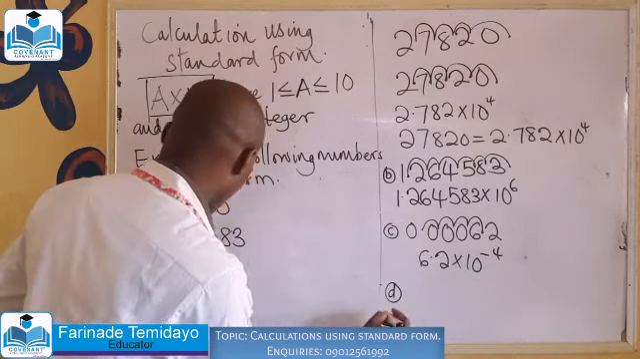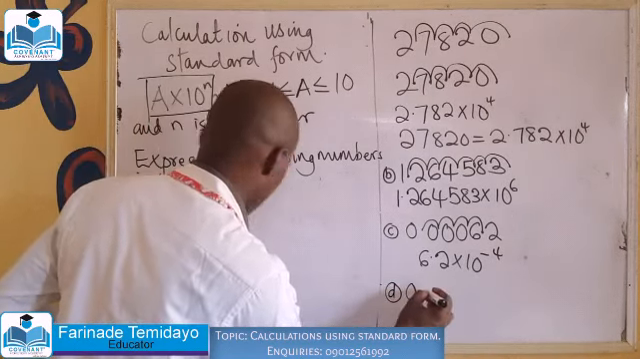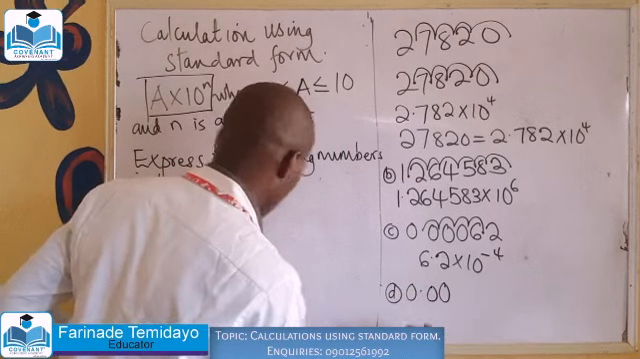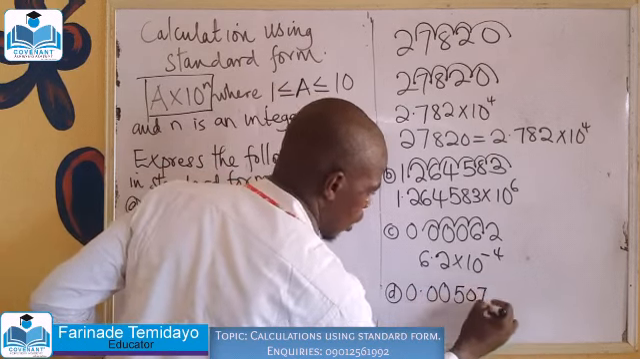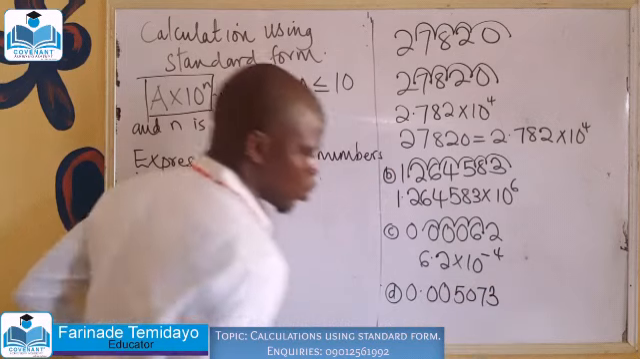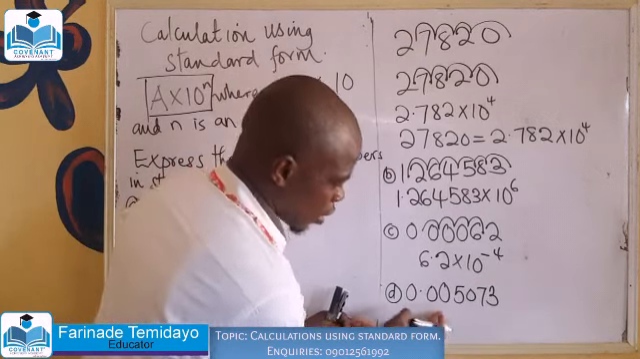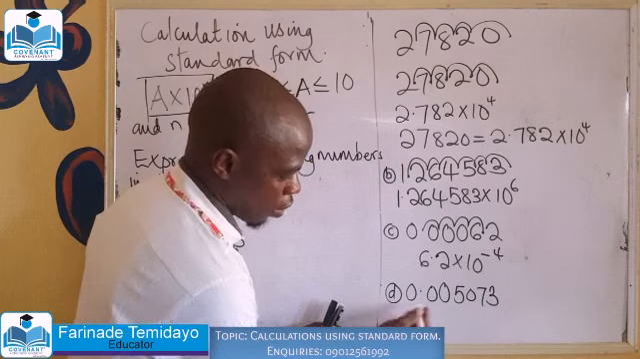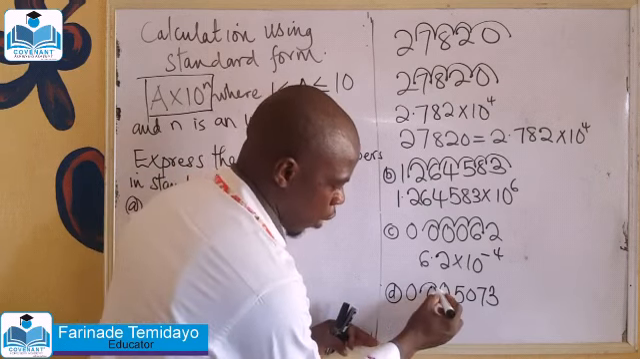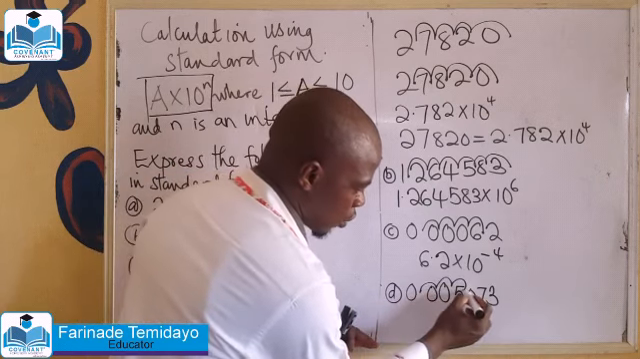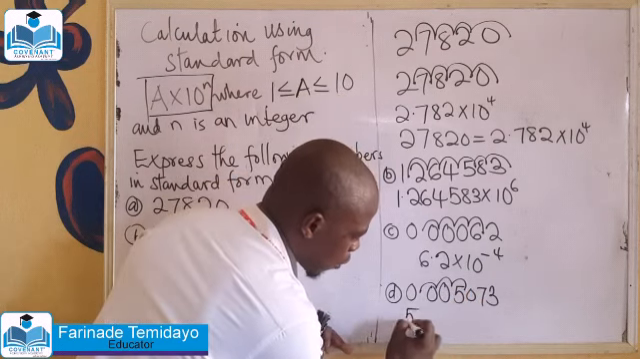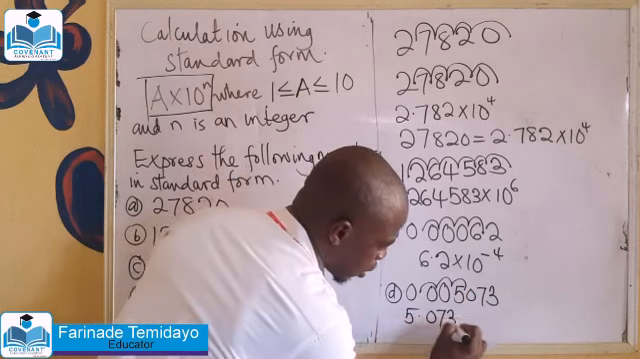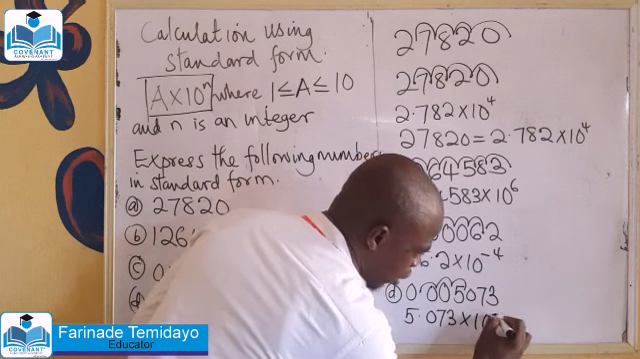Now the same thing goes to the last one. For D, you are having 0.005073, and you want to write it in standard form. You can see it here, this is your decimal point. You still have to move 1, 2, and 3. So the number becomes 5.073 times 10 raised to the power minus 3.